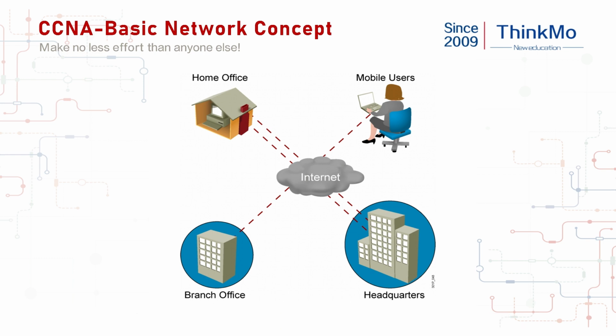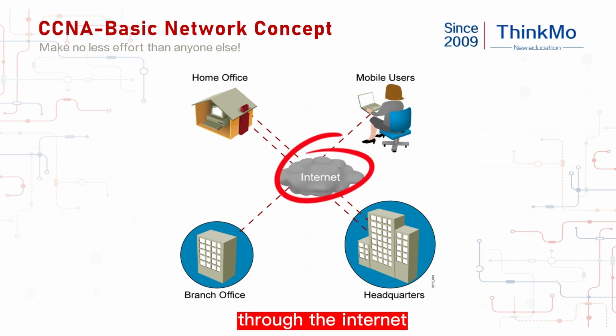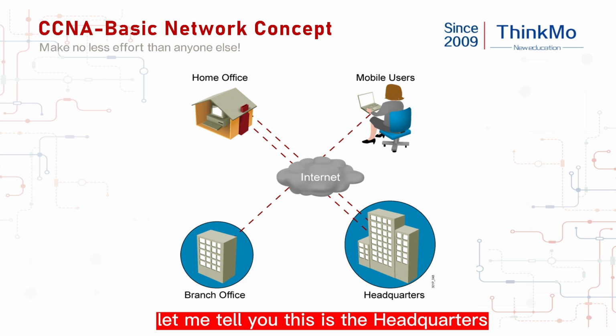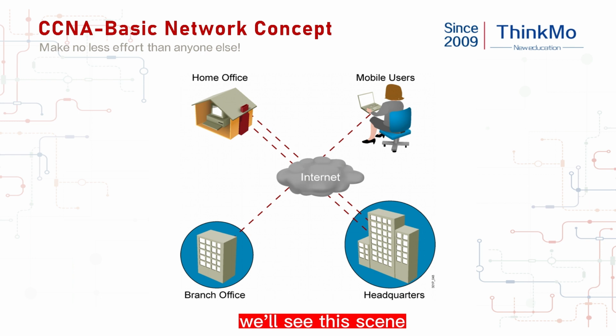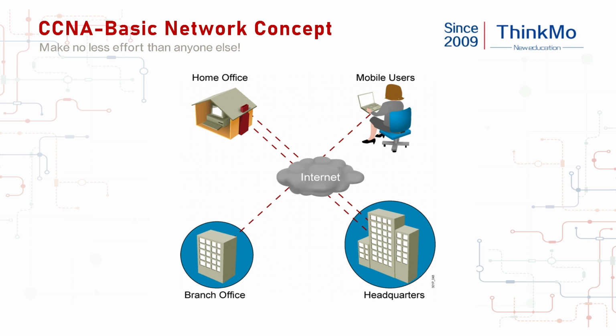First of all, in this picture, here's a home office and mobile users connecting through the internet. So there's a headquarters here. Let me tell you, this is the headquarters. When you take the CCNA exam in the future, we'll see this scene. It's abbreviated as HQ. So what is this on the left? Branch office. It's a division, also called a branch. Everyone can understand.